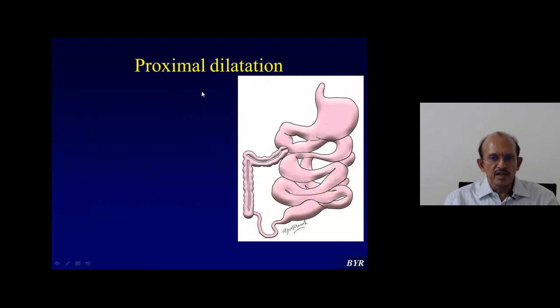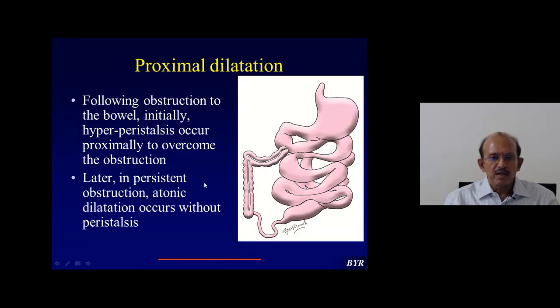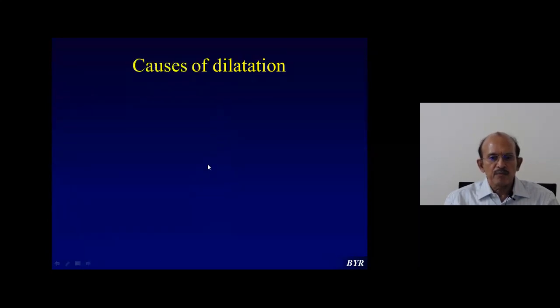The proximal dilatation. Following obstruction to the bowel, initially there is hyperperistalsis to overcome the obstruction. Later, in persistent obstruction, that means even if the peristaltic activity is unable to overcome the obstruction, then what happens? There will be atonic dilatation due to exhaustion, and there will be atonic dilatation without peristalsis. That means there will be atonia of the small bowels.